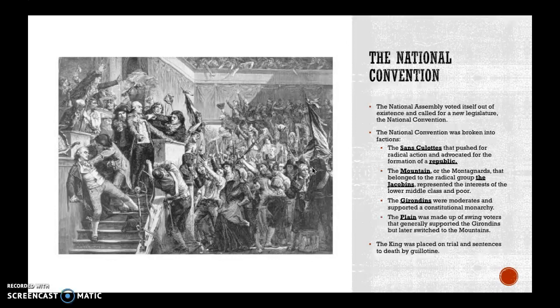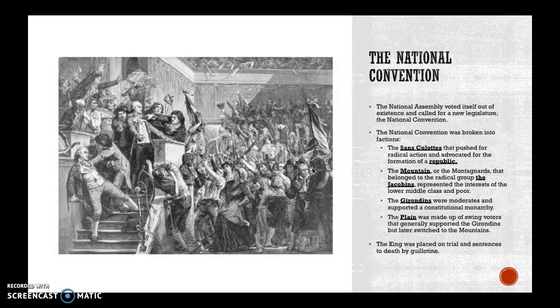The National Convention was broken into different factions. These factions are kind of like political parties. The sans-culottes pushed for radical action, radical meaning a really big change from what it was before, and advocated for the formation of a republic. Remember, a republic is a government where people vote for different representatives.